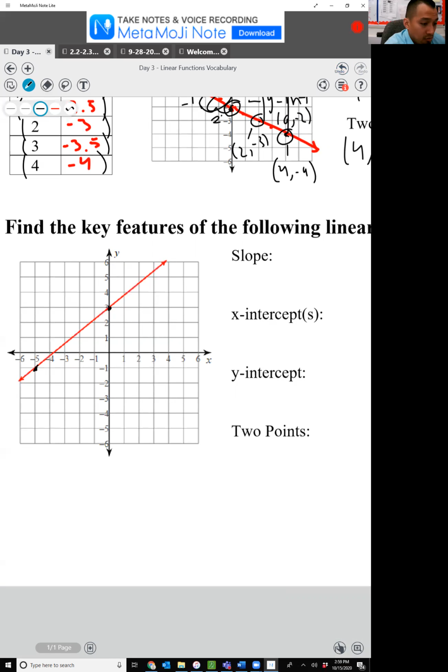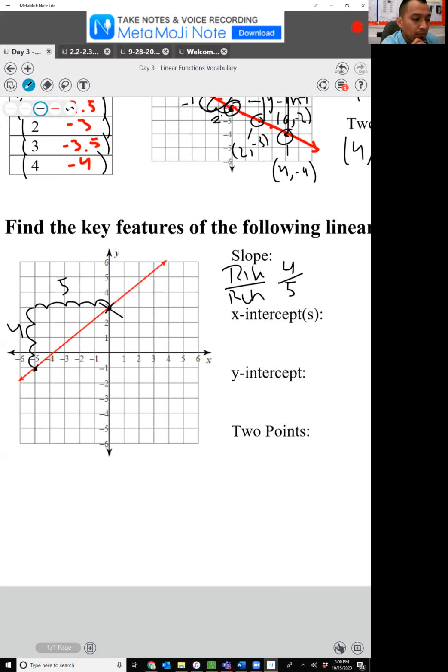So same thing. My slope is rise over run. Well, now my function is actually rising, it's actually going up. Well, how much do I have to go up by to get to that point? Well, I have to go 1, 2, 3, 4 up. How much do I have to run by? 1, 2, 3, 4, 5. So my slope is 4 over 5.